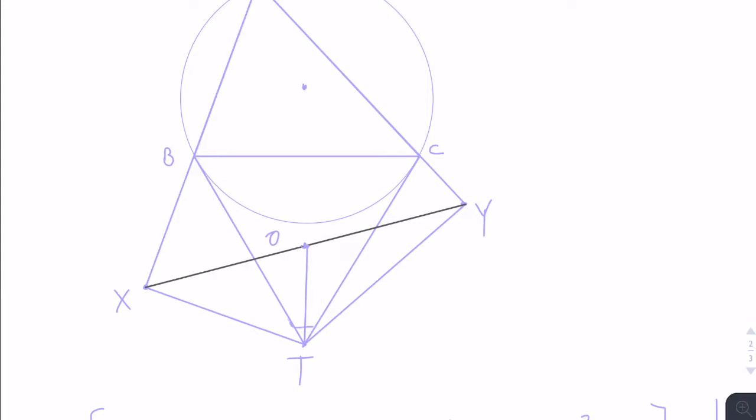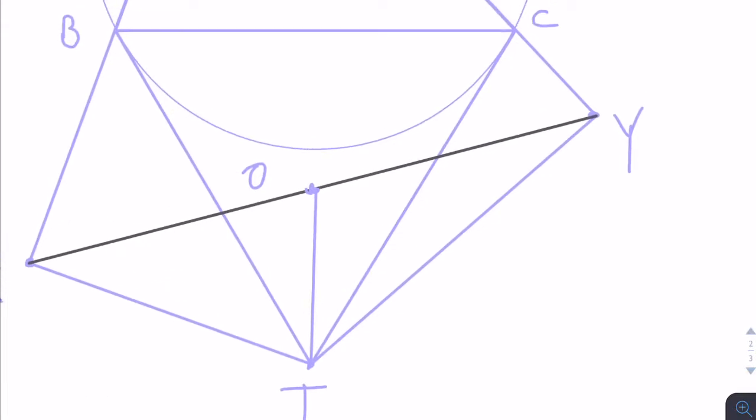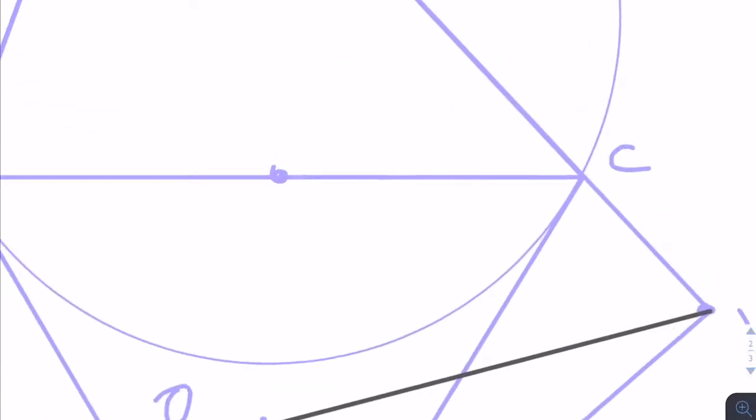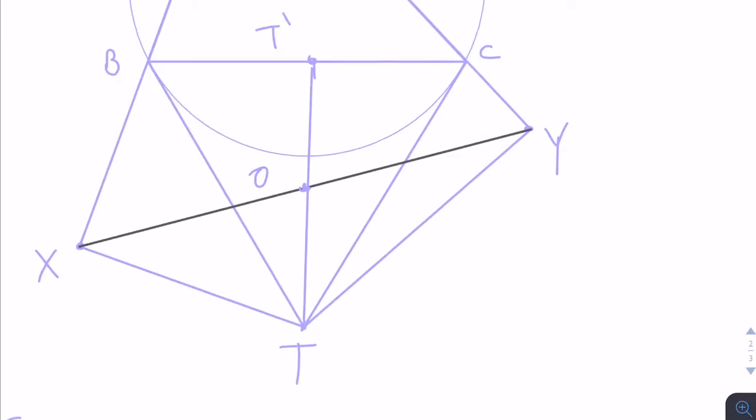Because in this case, the key to finding the length of this segment, OT, is to notice that when we reflect T over point O, let's call it T prime, then T prime is actually the base of the altitude from T in triangle BCT. That is, we can find TO because we can find TT prime by the Pythagorean theorem here.